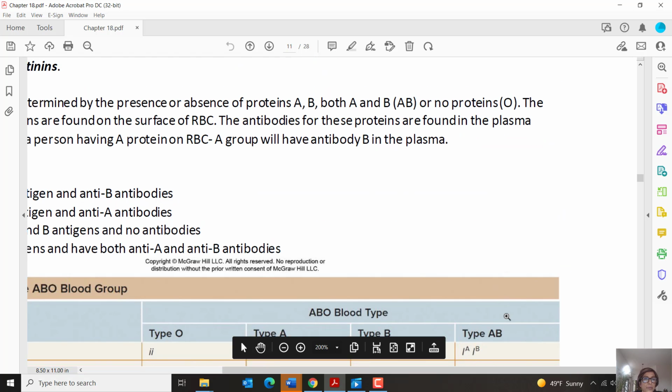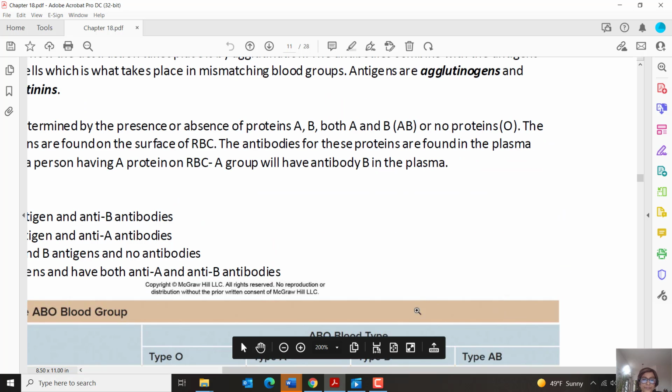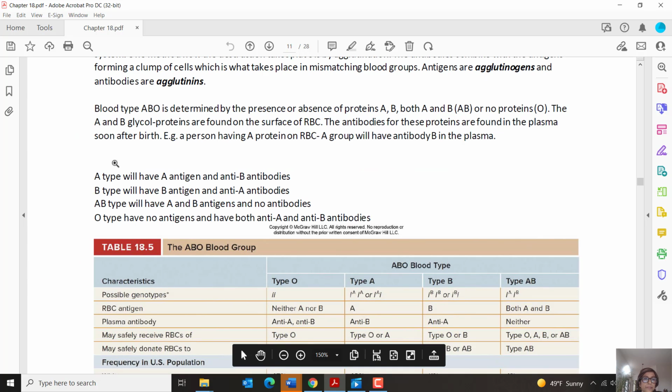So let's look into the four types and what kind of antigens they have and what kind of antibodies they have. A type will have A antigen and anti-B. B type will have B antigen and anti-A. AB will have A and B antigens, and that's why they do not have any antibodies. And O, who do not have antigens, will have both anti-A and anti-B.